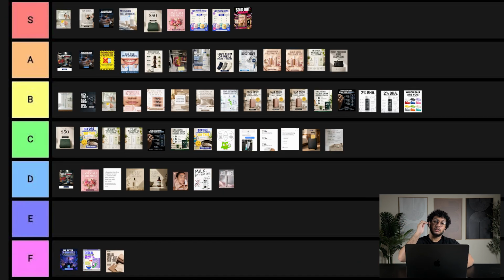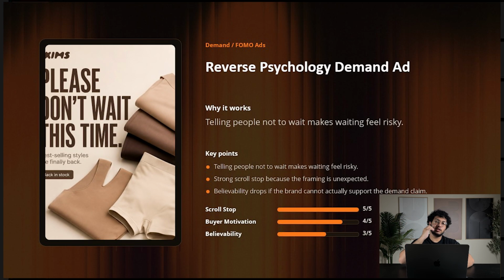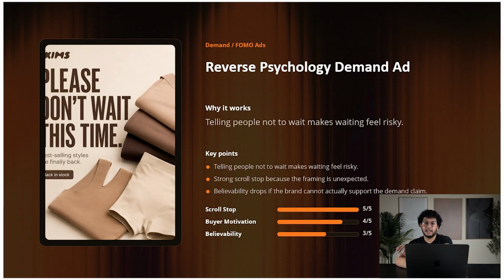This is F tier. Please don't buy. Don't wait this time. We can't keep this in stock. These can stop the scroll, but they often feel fake. Unless the brand has massive demand, reverse psychology demand ads come off as manufactured hype. High scroll stop, low believability, F tier.